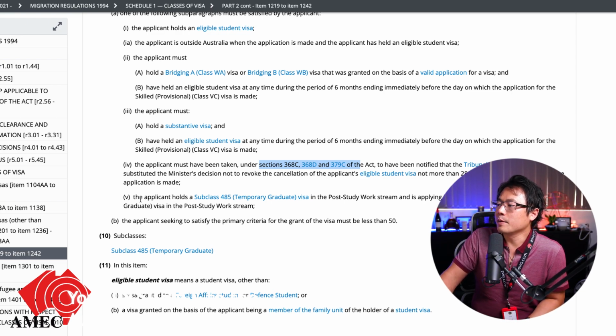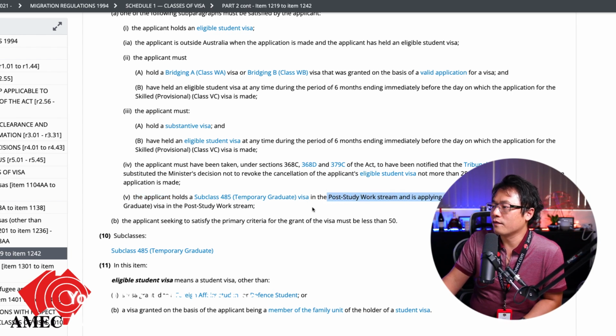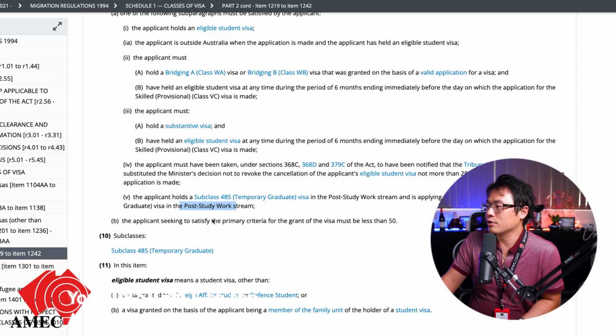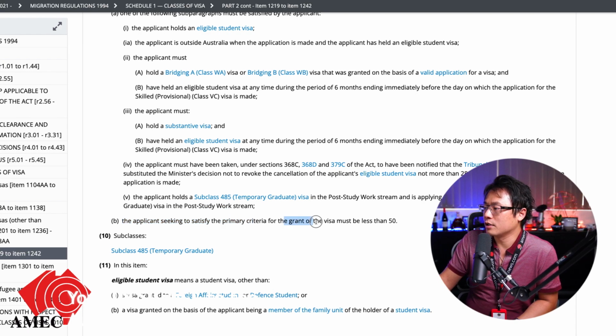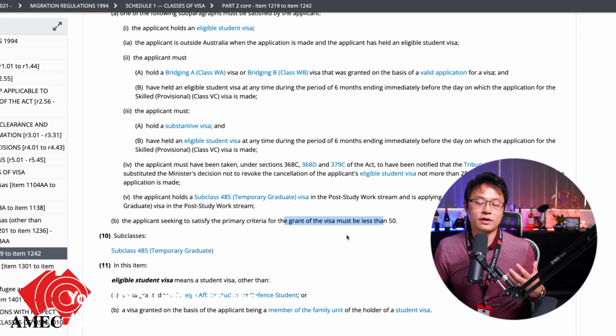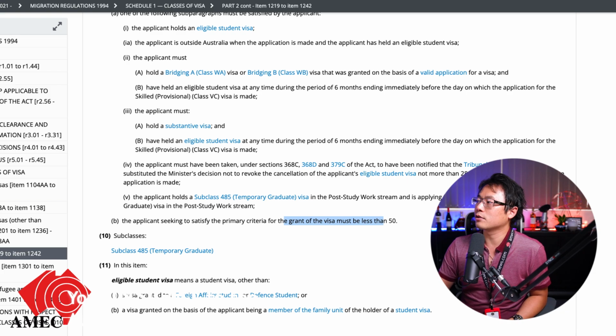Okay. Number 5, the applicant holds a 485 visa in the PSW stream and is applying for a 485 PSW stream extension, a second one. So that's another way. The applicant seeking to satisfy primary criteria for grant must be less than 50 years old. Okay, so that's for Schedule 1 now. That's not the end. We need to go back to Schedule 2.